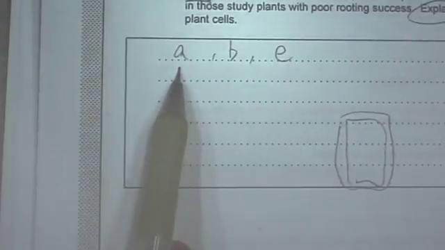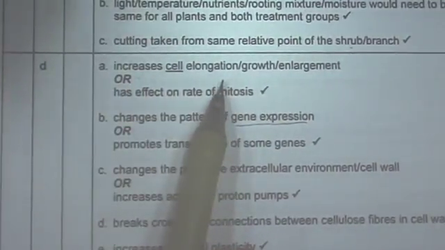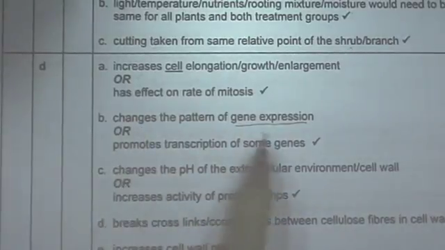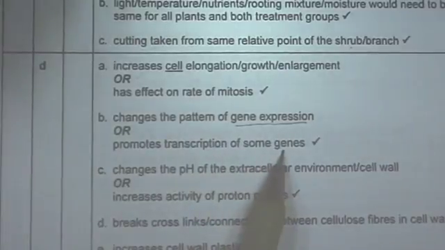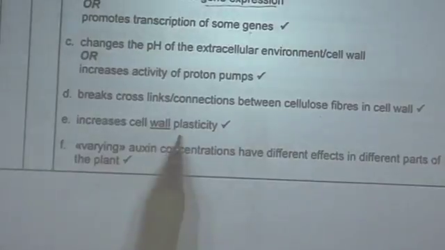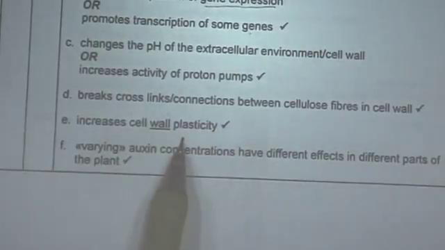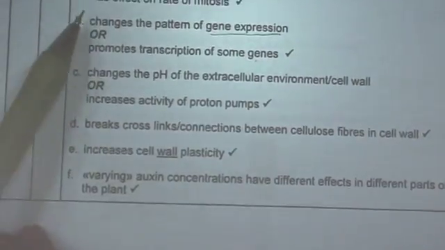So I chose A, B, E in the answer. A is auxin can increase cell elongation. B, change the pattern of gene expression or promote transcription of some genes. So some genes, they are activated, they can produce protein for the growth of the plant. So A and B, and I also chose E. Increase cell wall plasticity, meaning the flexibility to enable enlargement of the plant cells. Alright, of course you can also choose other alternatives.